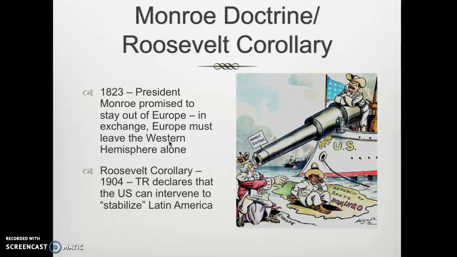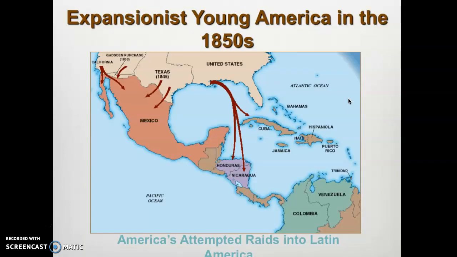Now, in 1904, President Teddy Roosevelt, depicted here in this political cartoon, almost militarized this Monroe Doctrine and declared that the United States could send its military to intervene and stabilize Latin America. So the United States is now authorizing itself to essentially be the police force for Latin America by the turn of the 20th century.